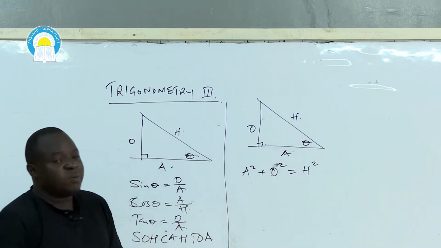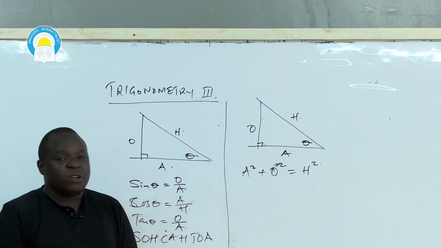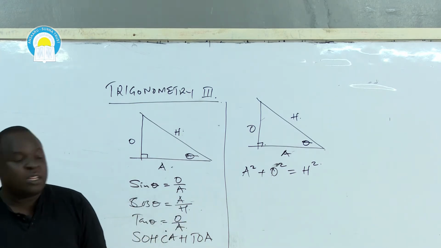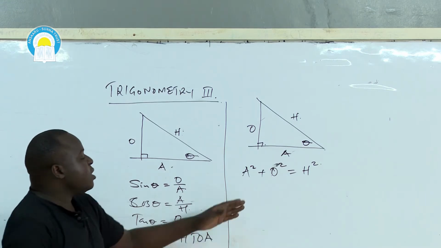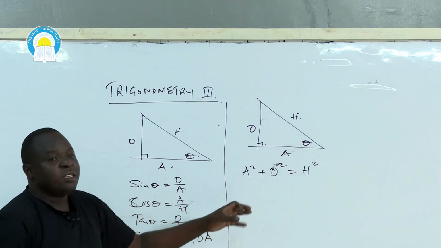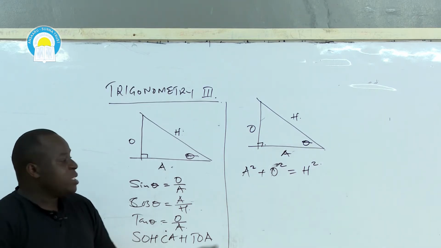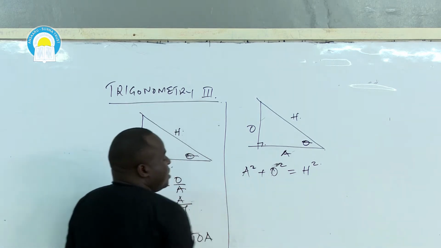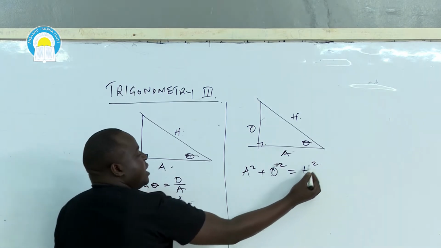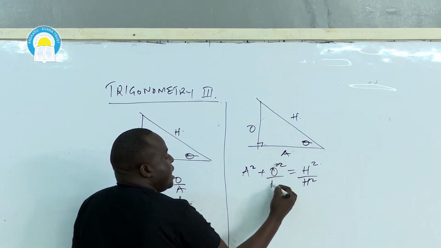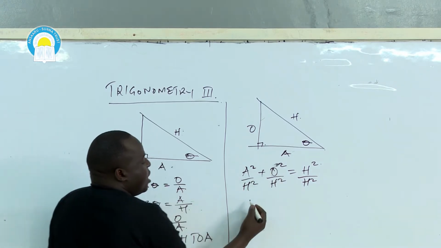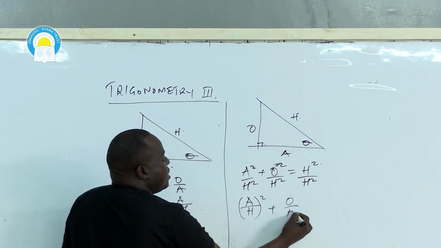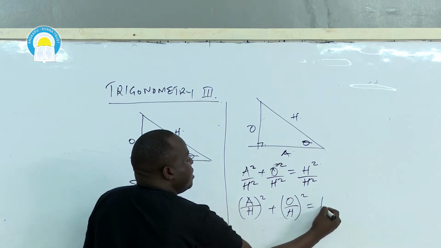Now, what I want to explain here should clearly lead us to what I've already mentioned, and it is the relation sine x squared plus cos x squared equals 1, which can be referred to as one of the many trigonometric identities that you will learn maybe later on, but in this syllabus, it's only this one that we're mentioning. So now, from this statement here, I want to do this. Divide all sides by h squared. If I divide this by h squared, and h squared, I will get a over h bracket squared plus o over h bracket squared, then equals 1.